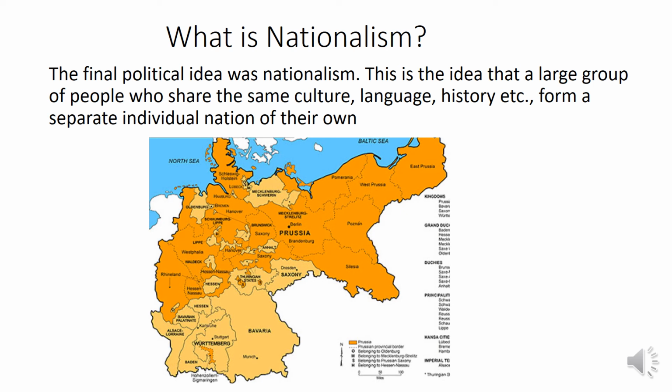These 39 German states cover a large area, but what is interesting is not how they are different, but how they are the same. For example, the language spoken in Prussia was the same as that in Bavaria. On top of that, the culture is very similar. If we think about typical German culture of beer halls and lederhosen, this would have been seen in Berlin and it would have been seen in Munich. So these people shared a similar identity.